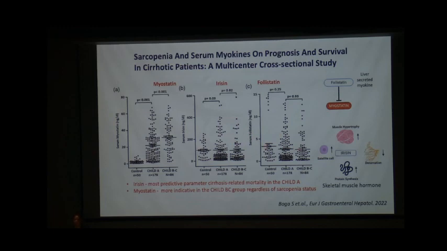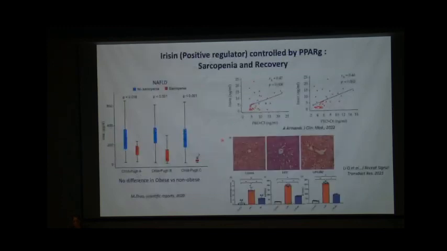Irisin is considered one of the most predictive parameters of cirrhosis-related mortality, but only for Child A patients. Whereas myostatin is more indicative in the Child B and C groups, regardless of sarcopenia status. Even if there is no sarcopenia, myostatin level increases with the severity of the cirrhotic condition. A lot of study has been done in NAFLD, and they have found that even in NAFLD with or without obesity, the myostatin level is very, very high in the sarcopenic condition.